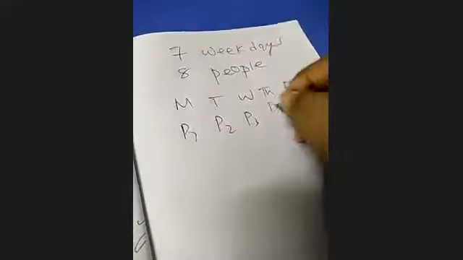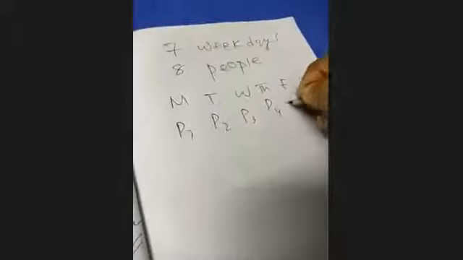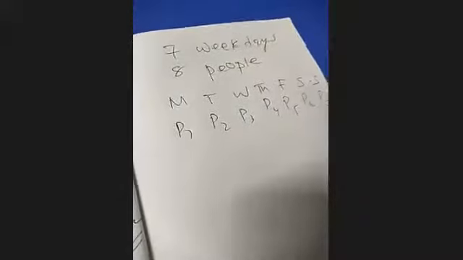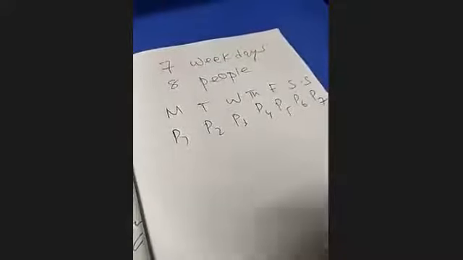So there are 7 weekdays and there are 8 people. So this was the last problem for the day. Since there are 8 people, suppose Monday, Tuesday, Wednesday, Thursday, Friday, Saturday, Sunday. And now see people number 1: P1, P2, P3, P4, P5, P6, P7. Now P1, P2, P3, P4, P5, P6, P7. Right? And P8 may be falling on Tuesday.